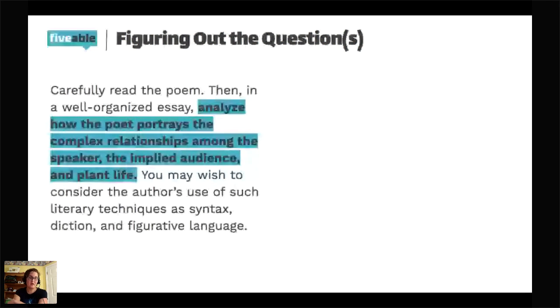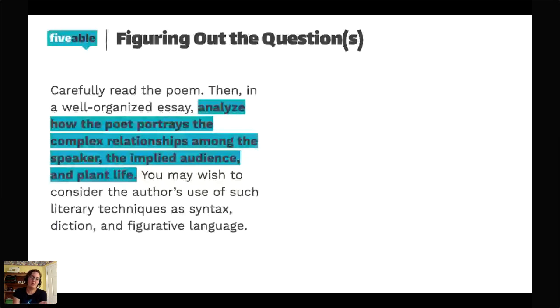Then in a well-organized essay, so we've read the poem, we're about to write an essay, and I've highlighted the portion that is the part where you're answering the question. So in a well-organized essay, analyze how the poet portrays the complex relationships among the speaker, the implied audience, and plant life. And I'm going to skip the last part because you don't have the poem in front of you, so you're not pointing out any of those things.